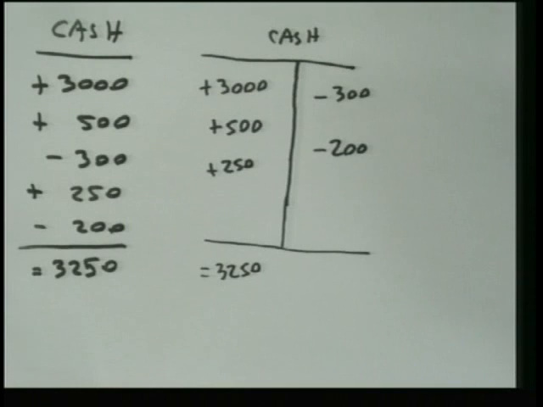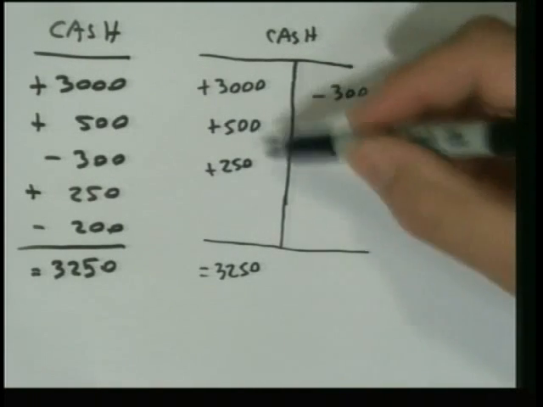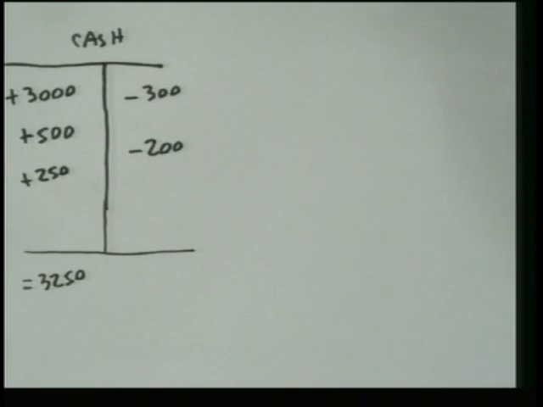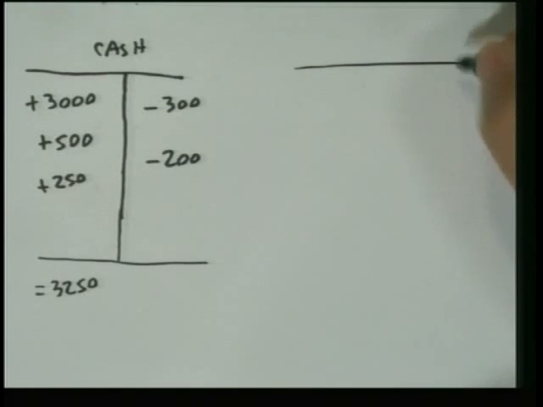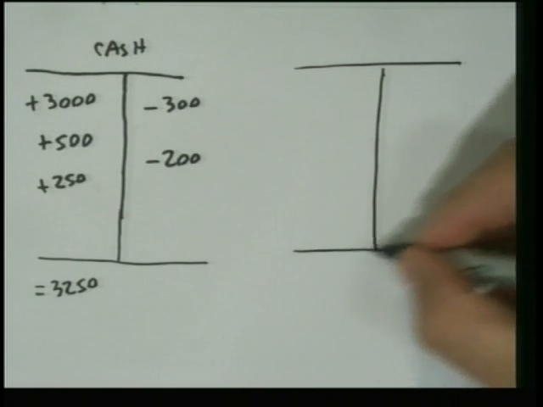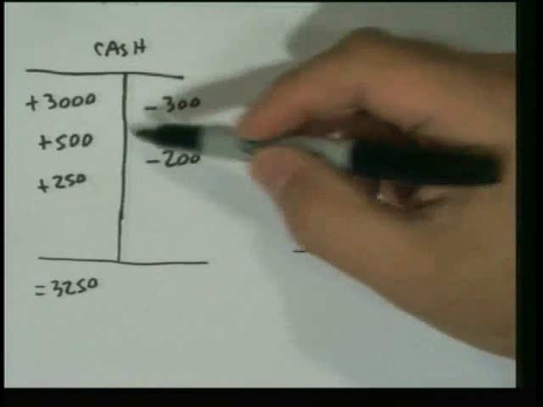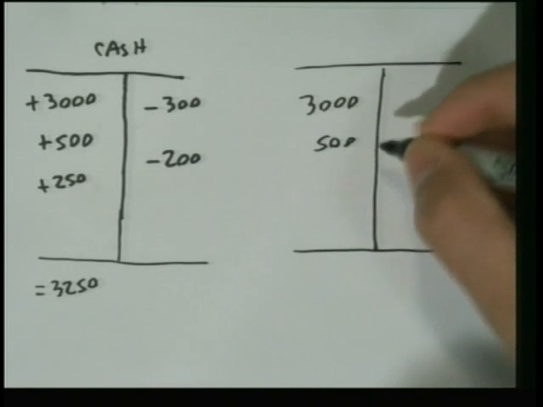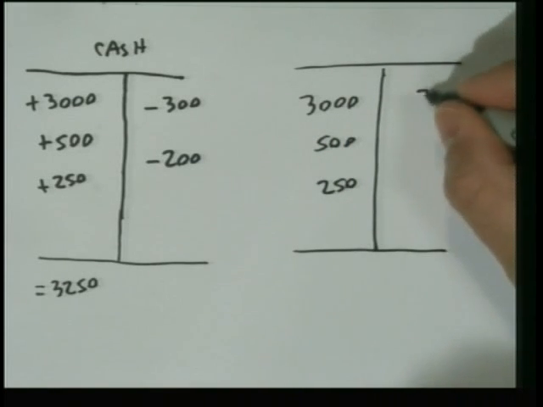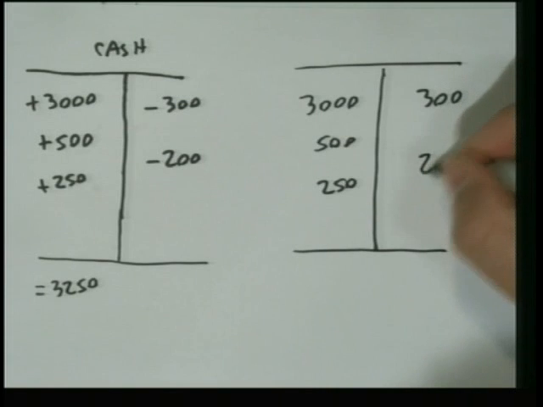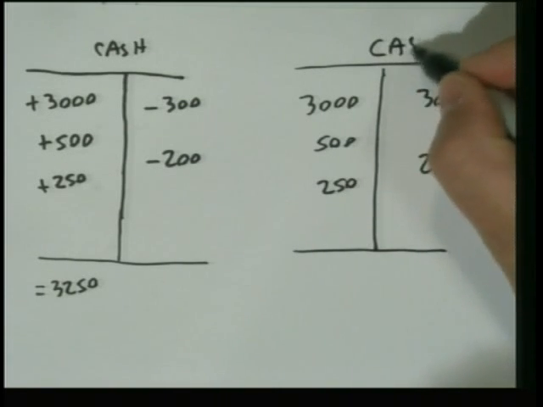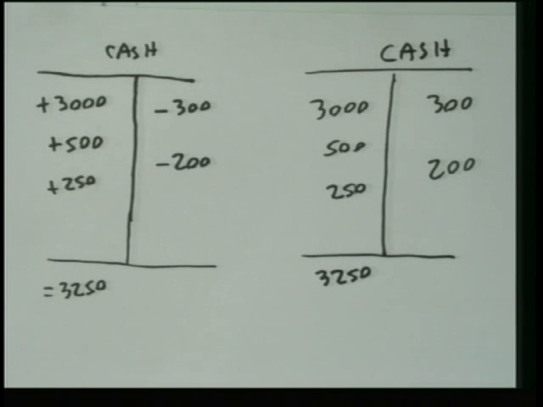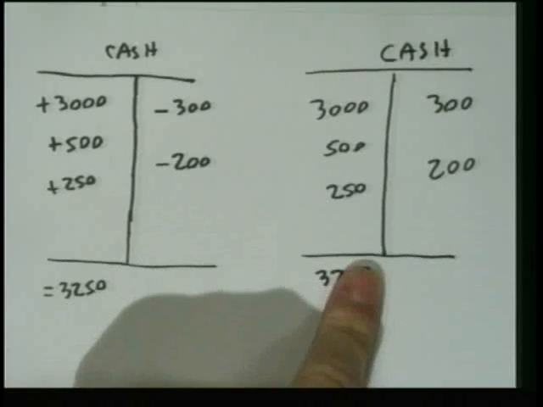If I know that for cash I'm going to put the increases on the left side and the decreases on the right side, why don't we just go ahead and make one little bit more change here? Let me get rid of the pluses and the minuses. Let's just say I know the increases are going to go over here and the decreases are going to go over here. This is cash. And the balance is still $32.50, right? Do you understand the transition from here to here?